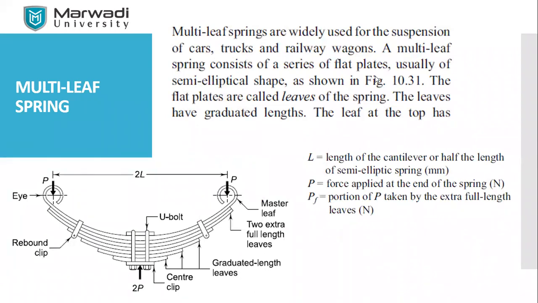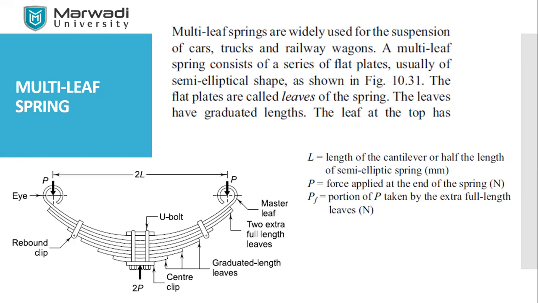Our next important type of spring which we want to discuss is the multi-leaf spring. This is a very important type of spring which is generally used. You will see this kind of spring in the suspension of cars, trucks, railway wagons, etc.